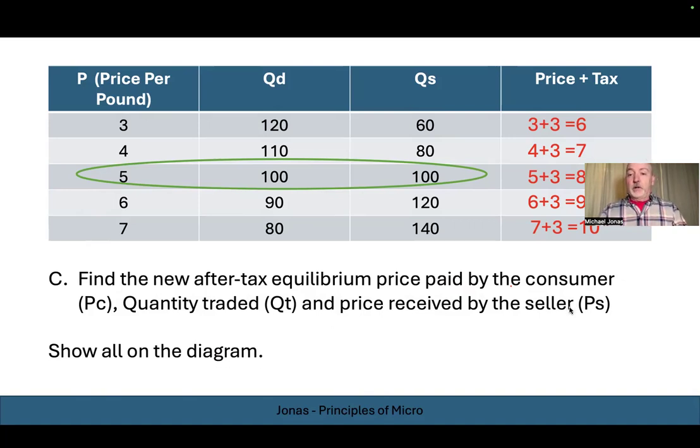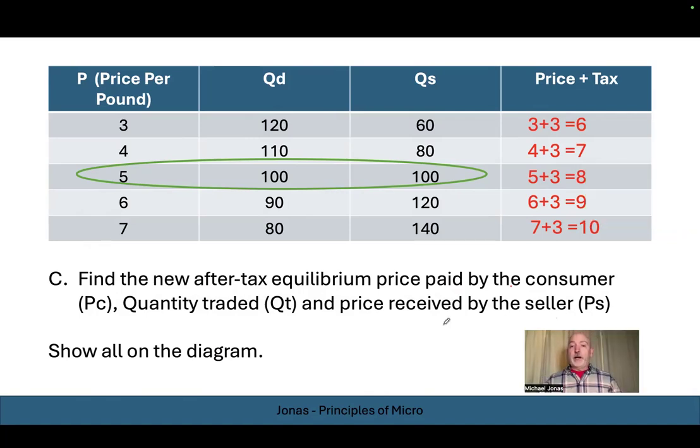So remember, we saw on the diagram that the quantity traded is going to have to be lower than it was at the original equilibrium. So that's always a good place to start. The original quantity was at 100. So let's go back from there and see where we can find that equilibrium.